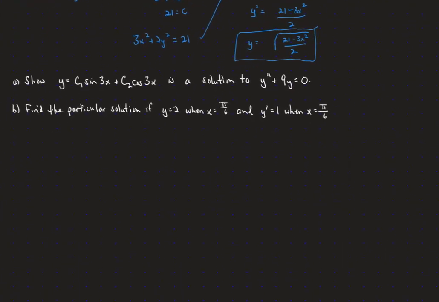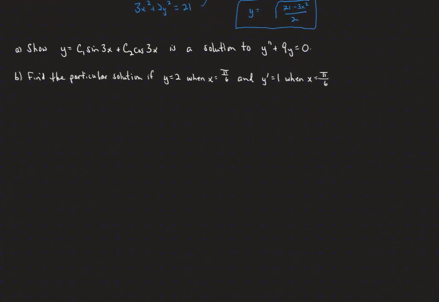Here's another one. We're going to again first show that this y equals c1 sine 3x plus c2 cosine 3x is a solution to y double prime plus 9y equals 0. And then we're going to try to solve for the constants c1 and c2 using the initial conditions.